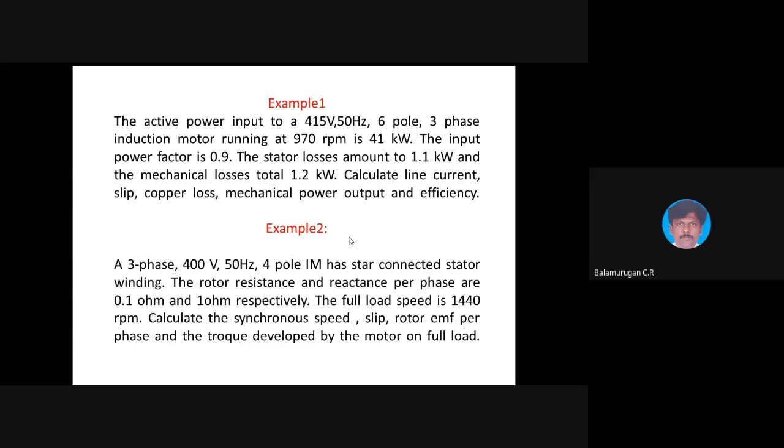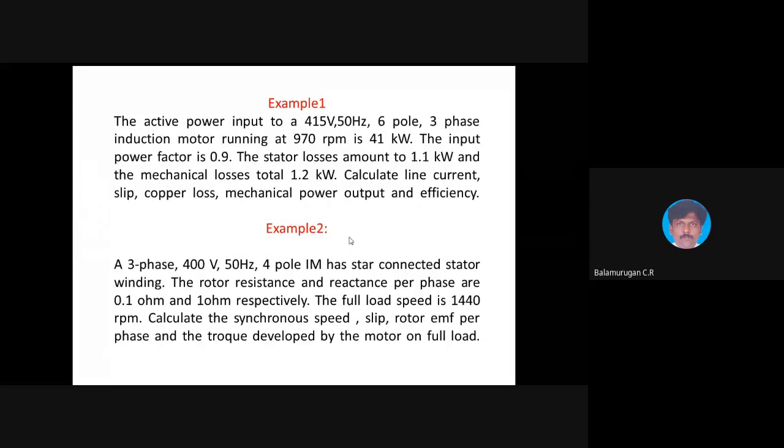Okay, next move to the second subdivision. What is the second subdivision? You are supposed to calculate the slip. So how to calculate the slip? Slip is equal to ns minus n divided by ns into 100. The n value is already given in the problem: n is equal to 970 rpm. Then you are supposed to calculate the ns.